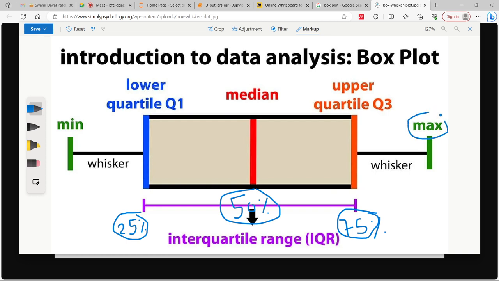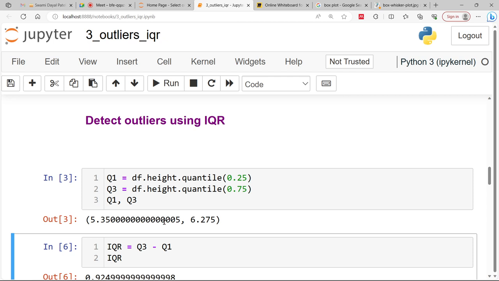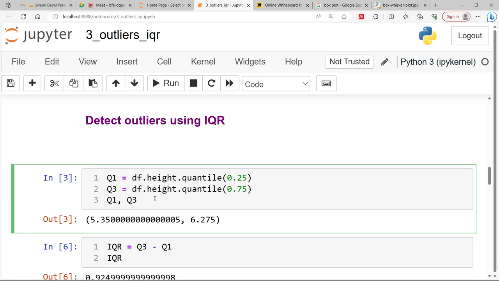What is this maximum and what is this minimum value? It's not the minimum value out of the given data set, or in other words, it's not the maximum value of all the data set. It's something else. What it is, I'm going to explain. So let me explain this Q1 and Q3. This is Q1, first quartile. This is 25 percentile. Q3 is what? 75 percentile. So I have taken quantile 0.25 and 0.75, which is giving around 5.35 and 6.75 respectively.